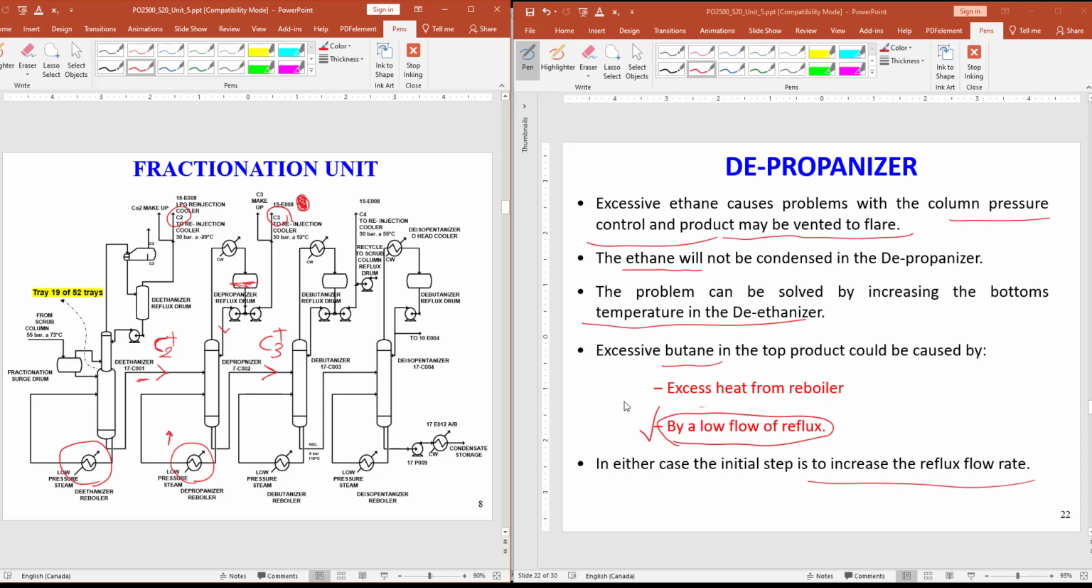It is exactly the same thing for the previous unit, the de-ethanizer. If you have propane here, it might be due to high temperature, high heating load in the reboiler, that you have to decrease to keep the propane in the liquid phase, not in the vapor phase. Or you might have a low reflux ratio here that you also have to increase, to keep all the products heavier than ethane back in the liquid.